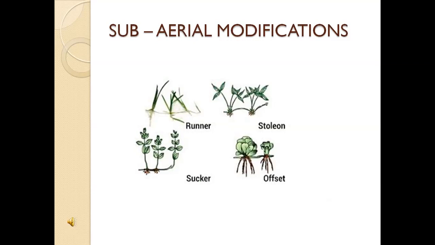Next one, sucker. Sucker is a short and weak lateral branch that grows diagonally upwards and directly gives rise to a new shoot. Example of sucker is chrysanthemum. Fourth one, offset. An offset is a short and thick branch that arises from the axil of a leaf. It has thick internodes. It produces a tuft of leaves and a cluster of small roots below.